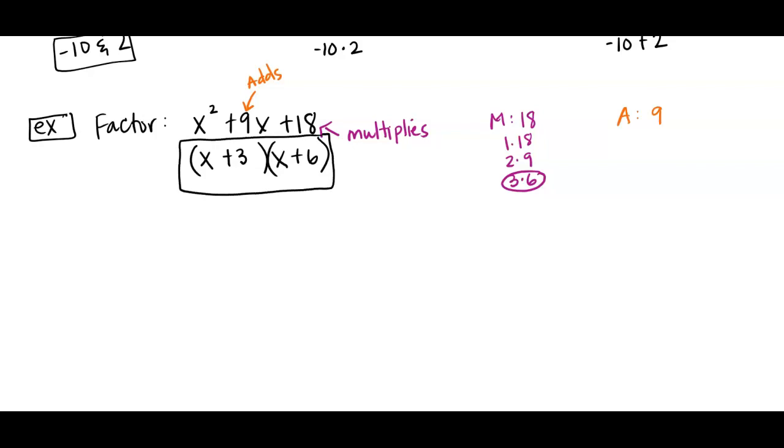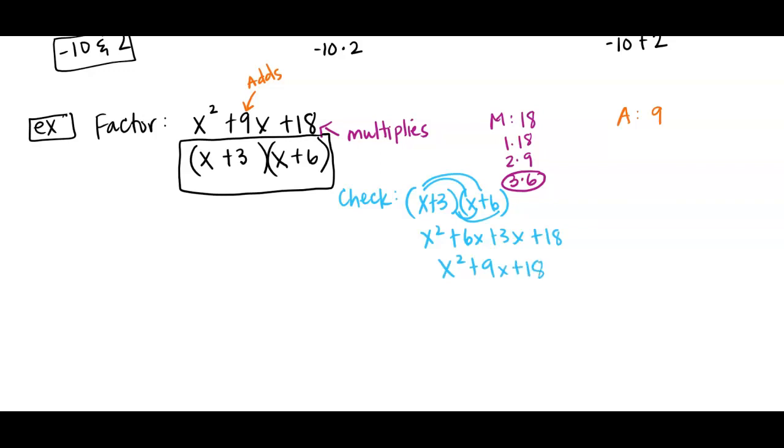Right? But if we wanted to check it, we just multiply it back together. We could FOIL it. Right? So x times x is x squared, x times 6 is 6x, 3x, and then 18. Right? So x squared plus 9x plus 18. And that's what we started off with. So yep, that's for sure. This is the way it factors.